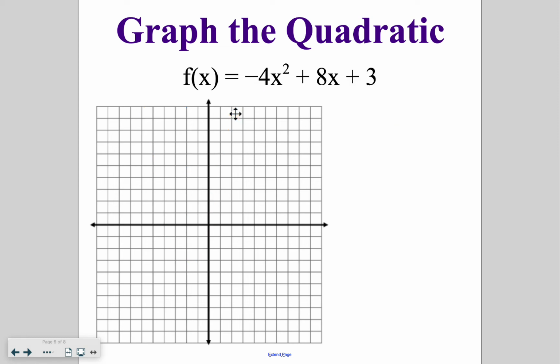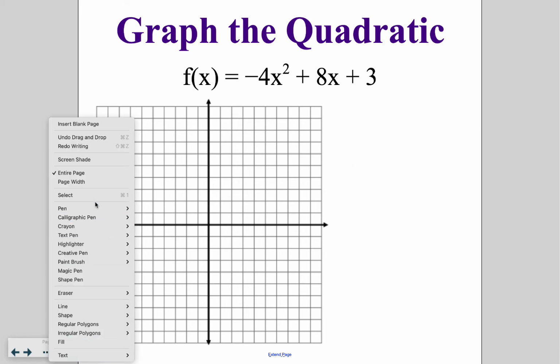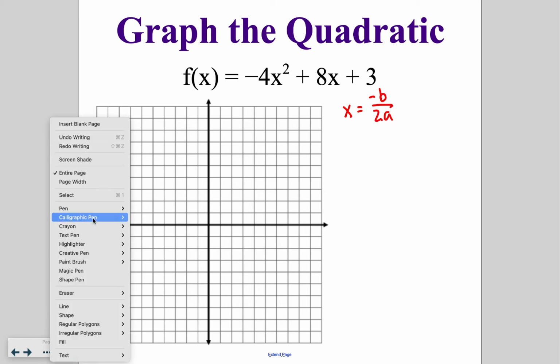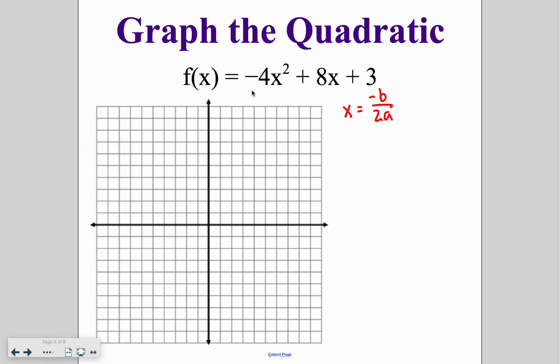When we go to standard form, we are still using those key features to help us graph. So once again, we need to start by finding our axis of symmetry. Remember, if you are in standard form, your axis of symmetry can be found by x equals the opposite of b over 2 times the a value. So what I'm going to do here is just quickly go through and label. A is equal to -4. That's the number in front of x squared. B is equal to 8. And then my c is equal to 3.